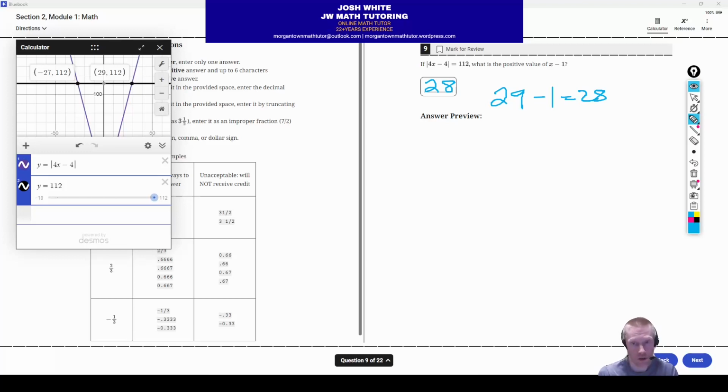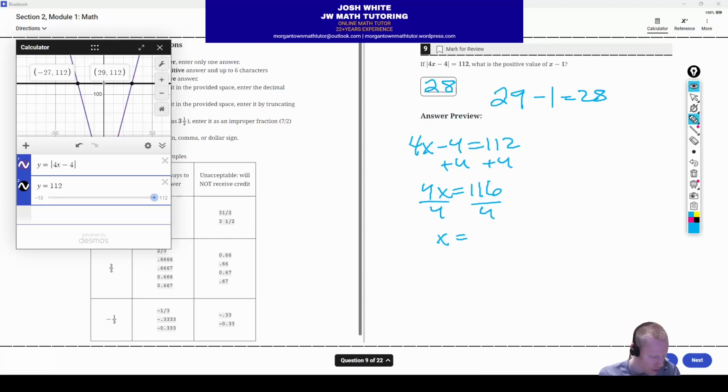Now, just to show you how you could solve this by hand, you can set up two equations. First one's going to look like the original problem, and you're going to add 4. So we get 4x equals 116. You're going to divide by 4. X is going to be equal to, let me just check here, 28. And now, notice since we already got the positive solution, you technically don't have to solve the second equation. It would really be 4x minus 4 equals negative 112, and that's where the negative 27 comes from. But we don't have to take the time to do that now because we already got the answer to the problem.